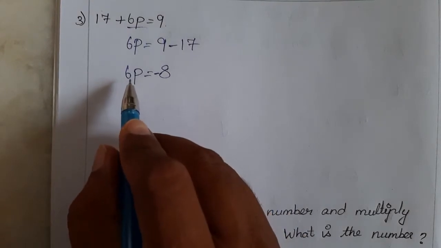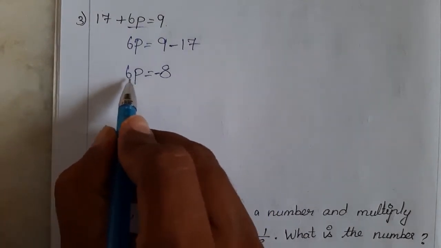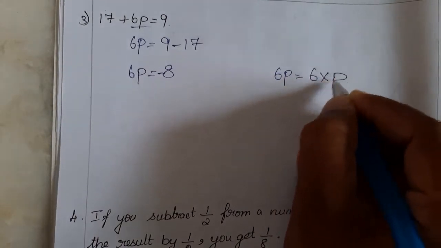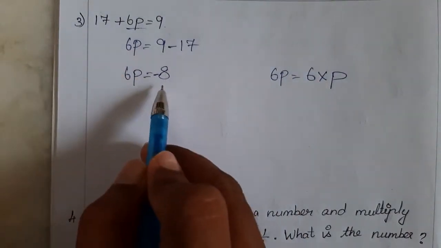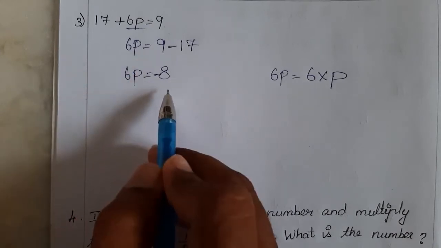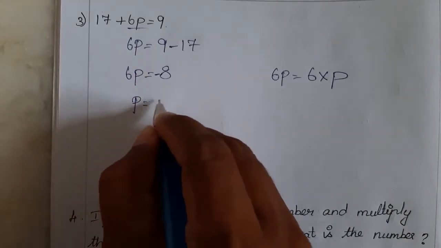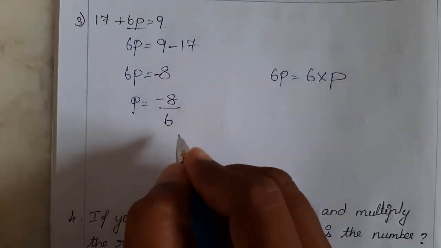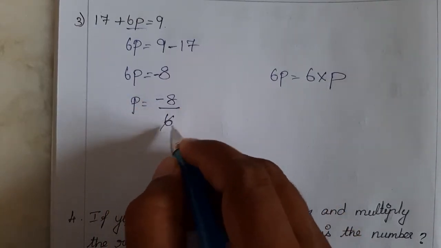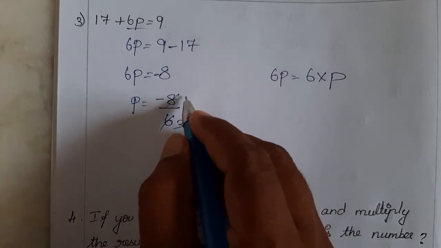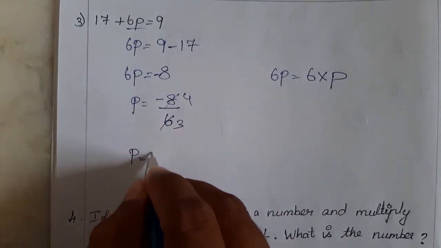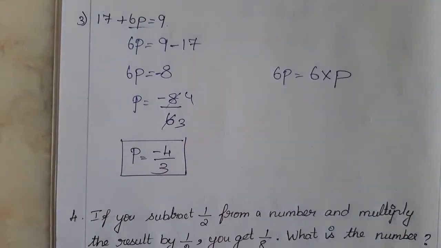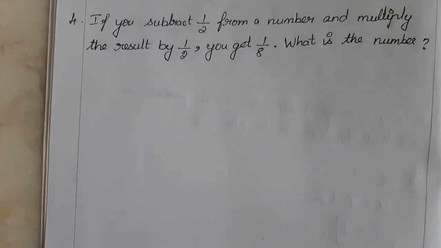Right? Now the 6 and p are in multiplication, right? 6p means 6 into p. While transforming to this side, the multiplication will become division. So p is equal to minus 8 divided by 6. What is the common factor here? The 2. So the 2 table can be cancelled: 2 times 6 is 3 times, and 8 is 4 times. So p is equal to negative 4 by 3. Right? So here we go for some word problems.